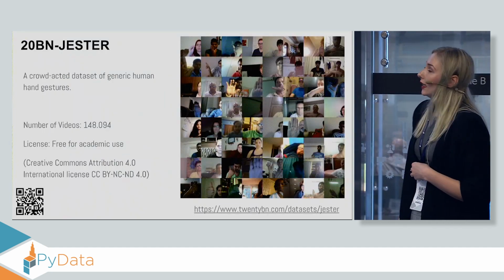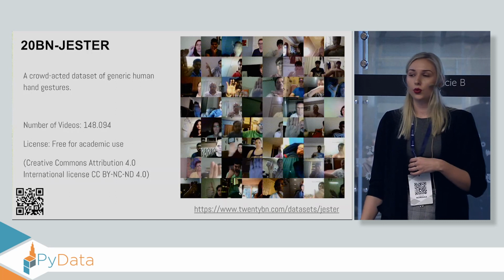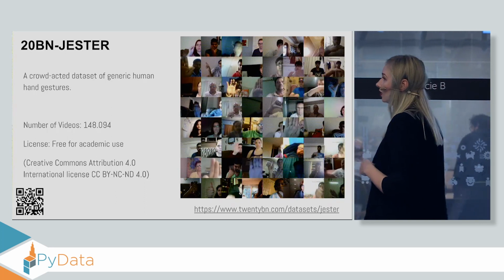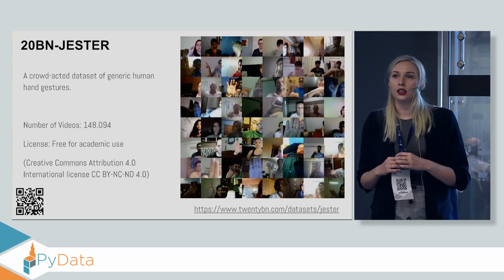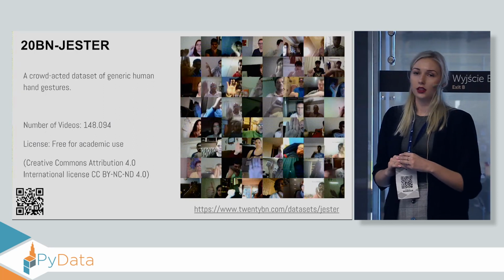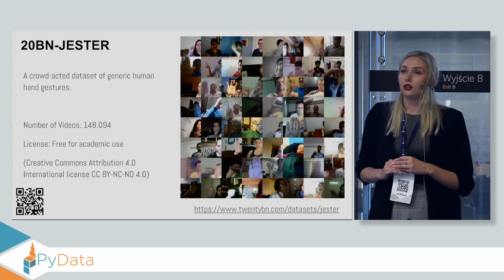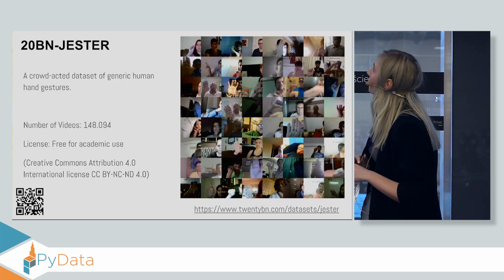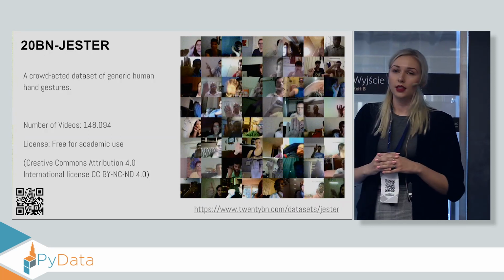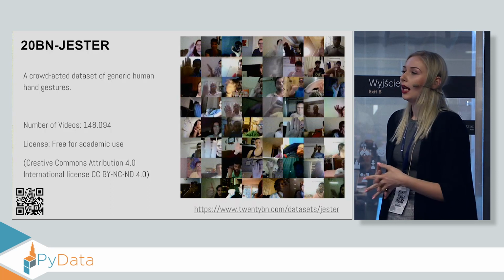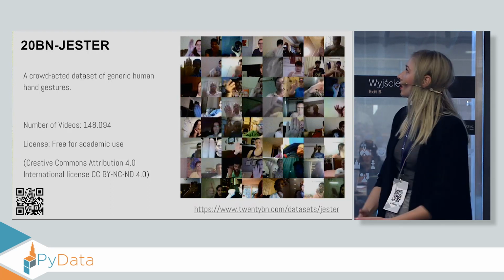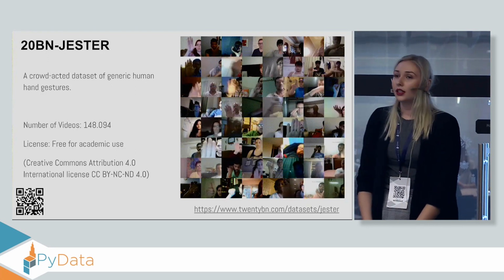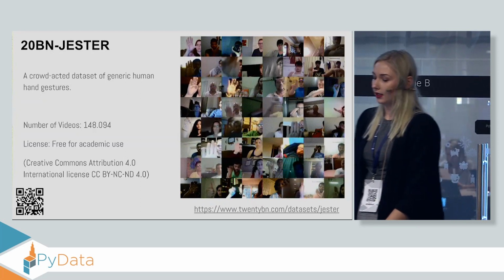In this way, we've collected the data set that we used to train our gesture recognition system. We call it the 20BN gesture. This is a data set containing around 150,000 videos with 27 different gestures. You can see examples of the gestures over there. It is also free for academic use, so feel free to download it and try to build your own gesture recognition system. So that's basically how we got the data, very high quality and densely labeled data.